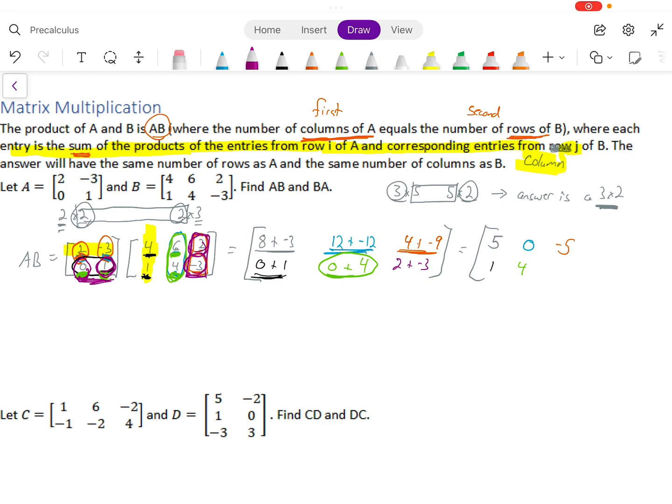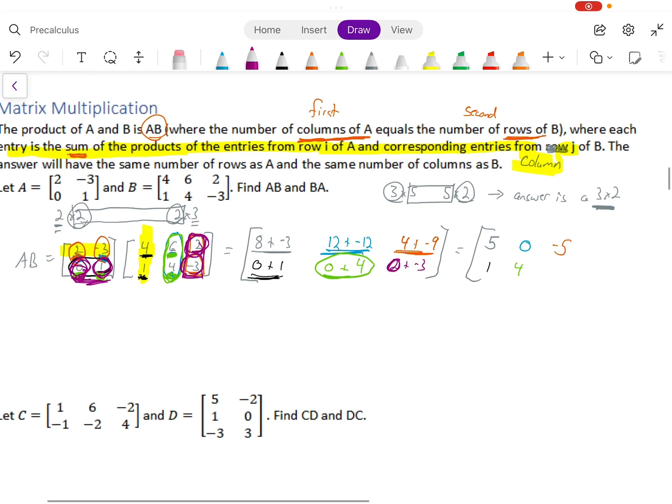I did this wrong. Hopefully you caught that. 0 times 2 is 0. And then 1 times -3. So we have 0 plus -3 is -3. And so that is A times B.